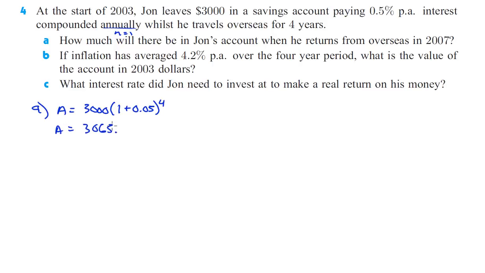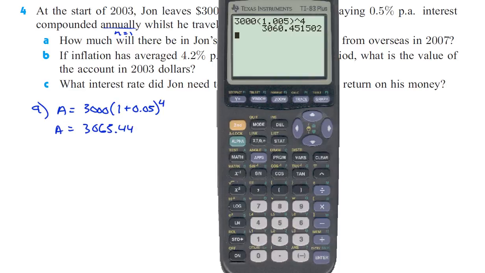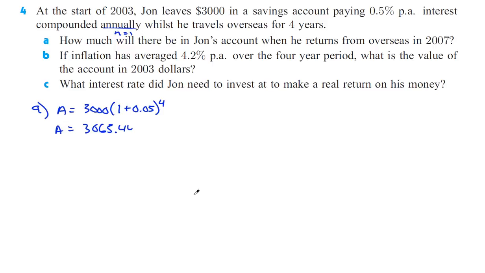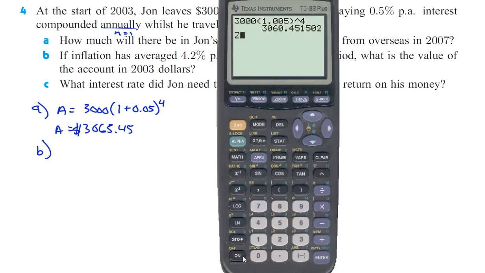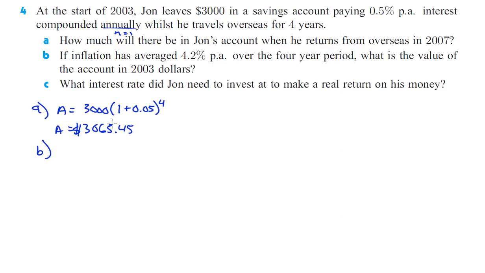3065 point, what was it, 45. Okay, so that's what he is going to end up with when he comes back. B, if inflation has averaged 4.2% per annum over the 4-year period, what's the value of the account in $2003? Oops, just realized that I messed up here. This is supposed to be a 0, not a 5. Sorry about that.